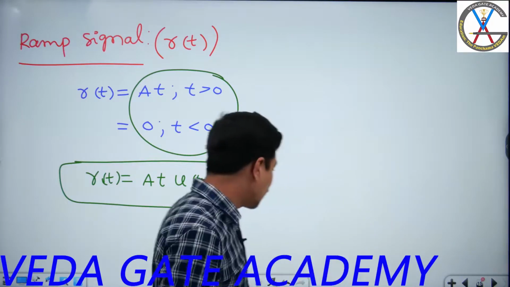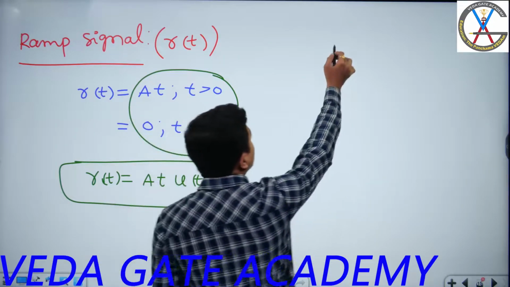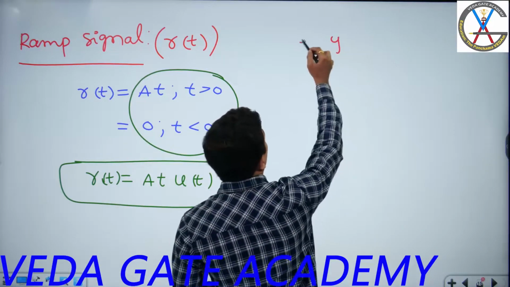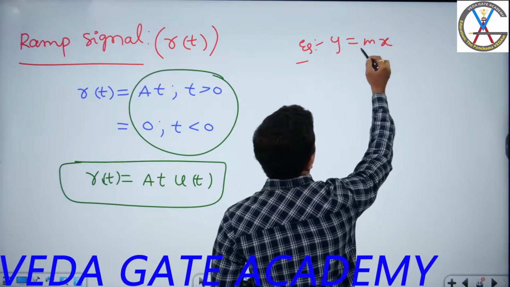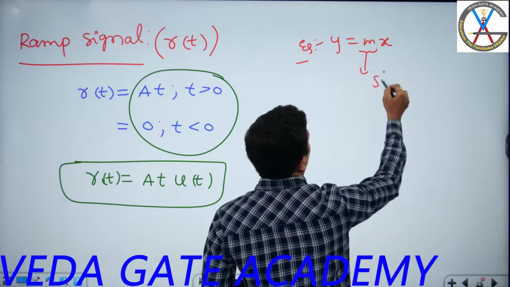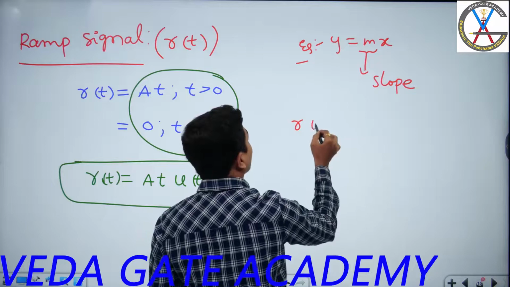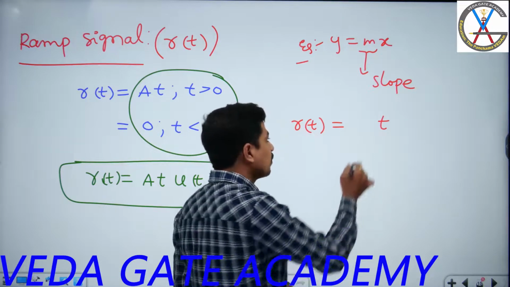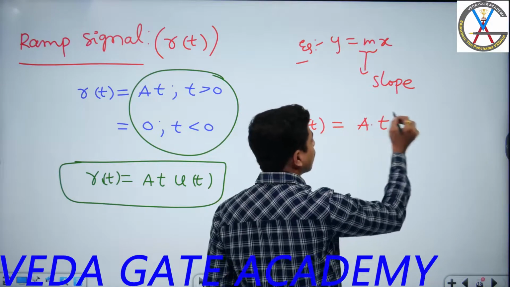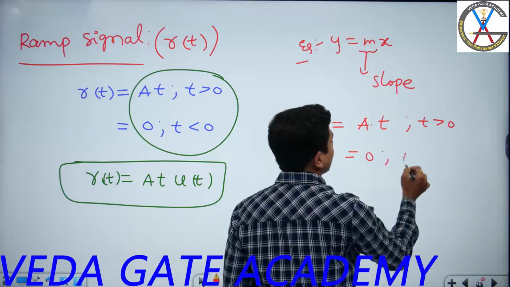Now, let's understand what that a is. If you take simply y is equal to mx, what is this m? This m is the slope, you know it very well. Here instead of y we have r of t, instead of x we have t, and instead of m we have a. This is for t greater than 0, equal to 0 for t less than 0.